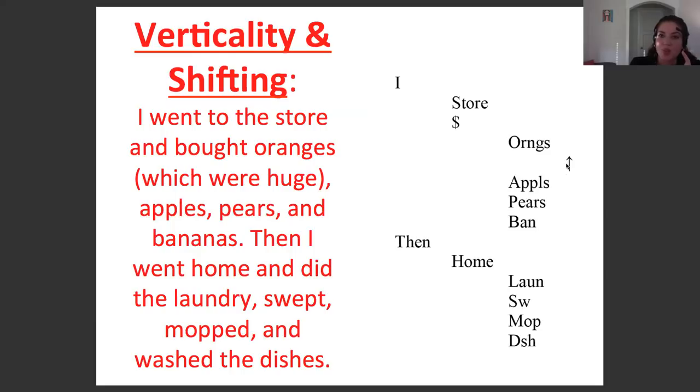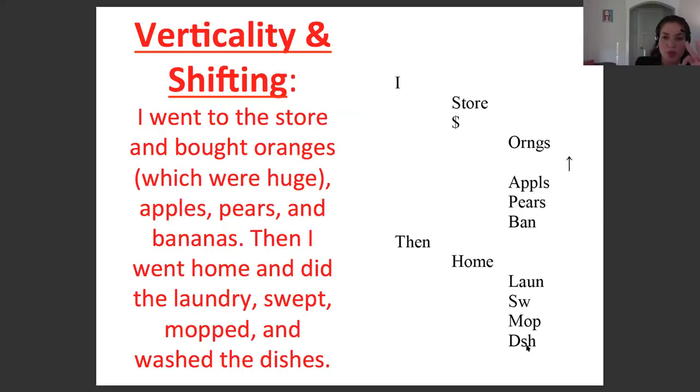Notice what happens when there is a new idea. Then I went home. Then goes back out to the left. And it goes back out to the left to indicate that this is a new idea that is not related to anything that happened at the store. Then I went home. At home, I did the laundry, swept, mopped, and did the dishes, okay? So shifting allows us to know how the message fits together, okay?